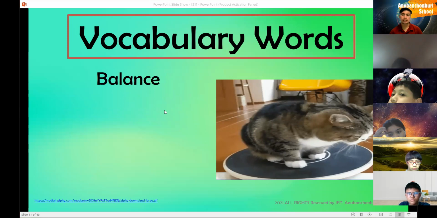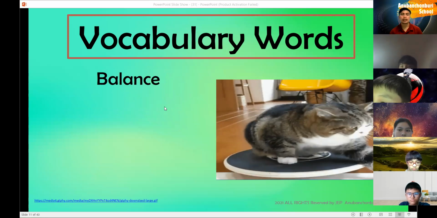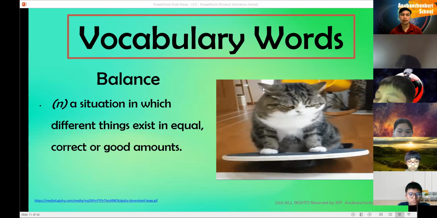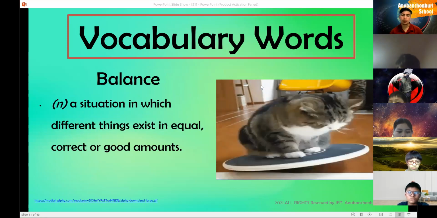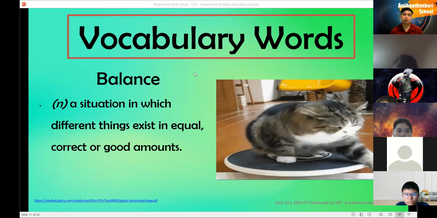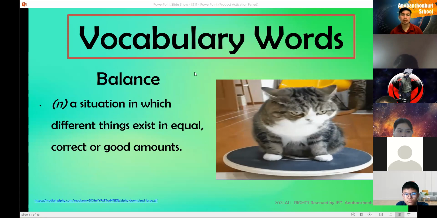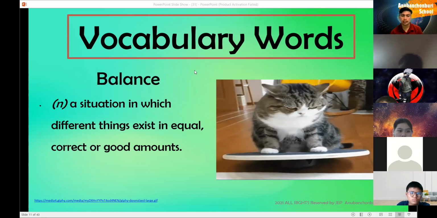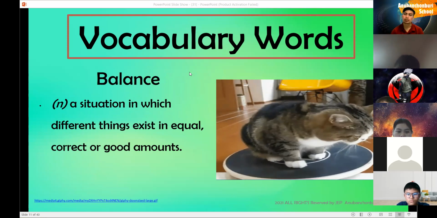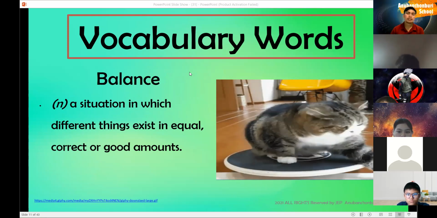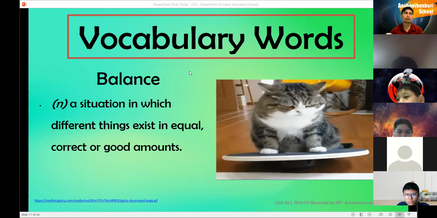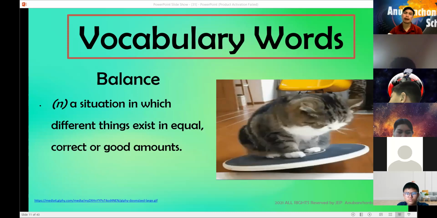The second word here is balance. You can see that the cat is trying to find the balance while he is on that thing. Balance is a situation in which different things exist in equal, correct, or good amounts. For example, when you work, and when you play at home, and exercise, you need to balance.